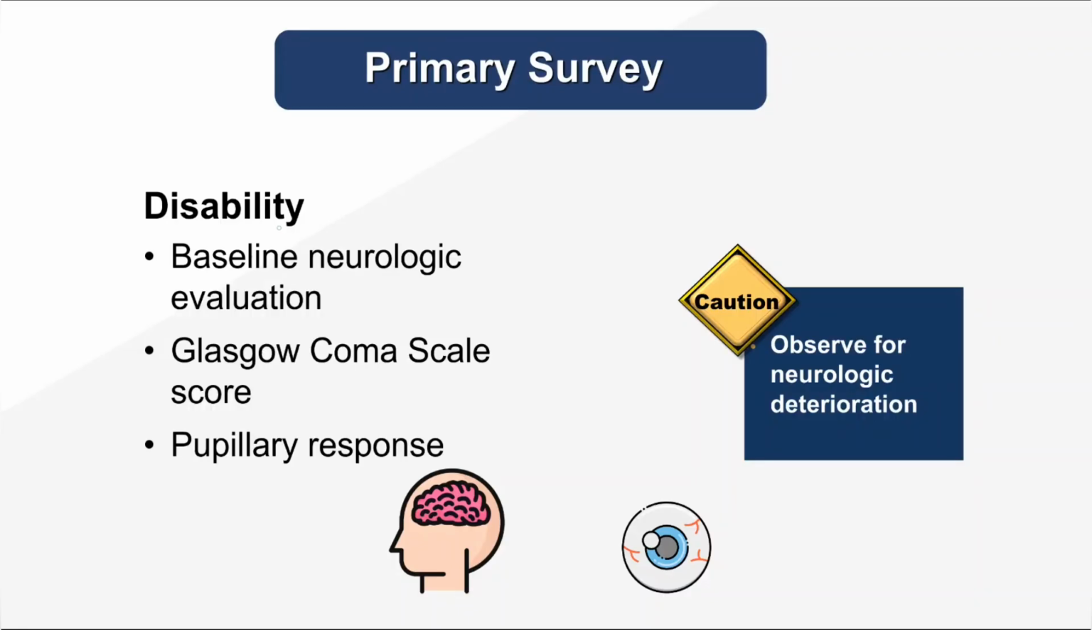Next, coming to disability. Disability usually means checking the brain. For example, you have to do a basic neurological evaluation by checking which side the patient is moving, one side or both sides, or not moving at all. Glasgow Coma Scale is very important to know the severity of brain injury. Pupillary size: if one pupil is dilated and the other is constricted, it might be a brain lesion. There might be bleeding inside the brain causing pressure. So always observe for neurological deterioration.